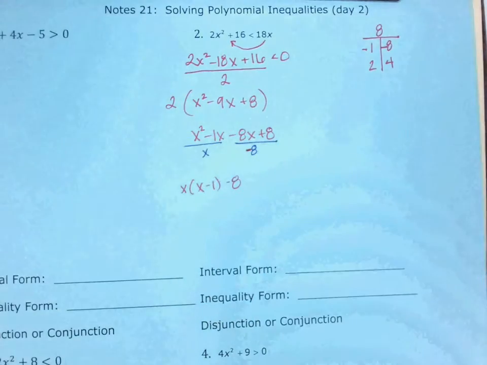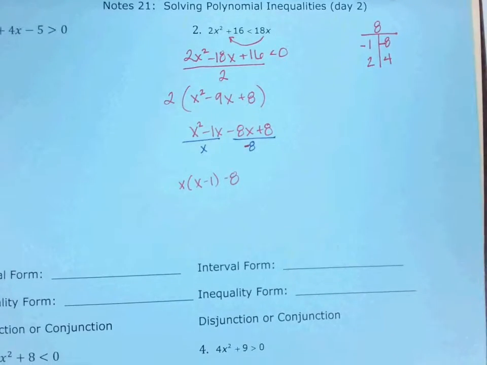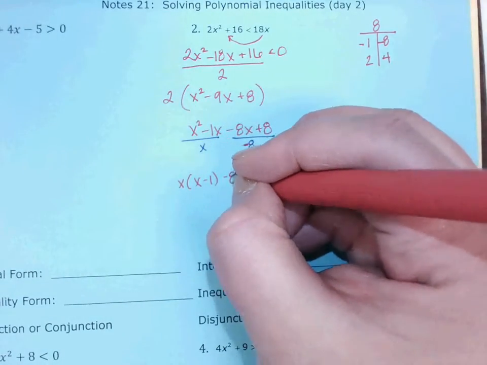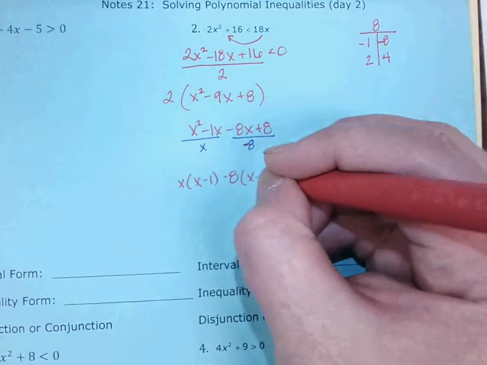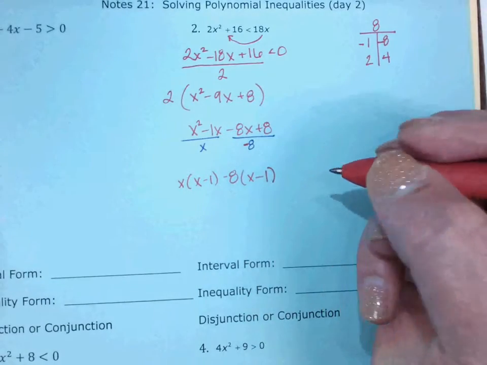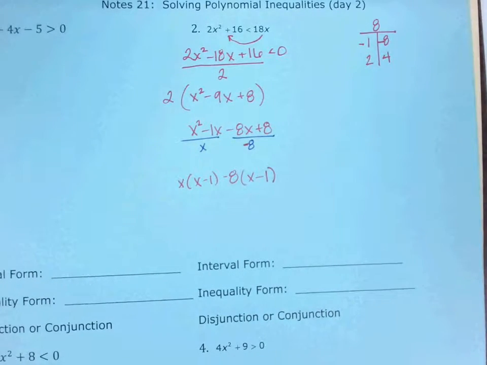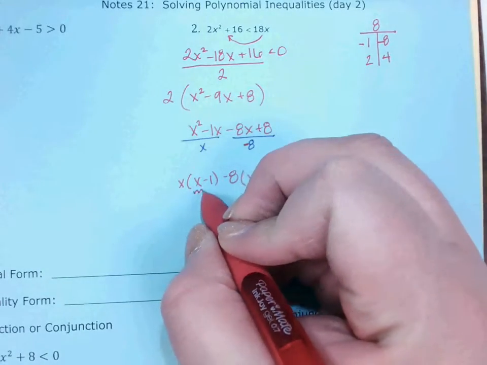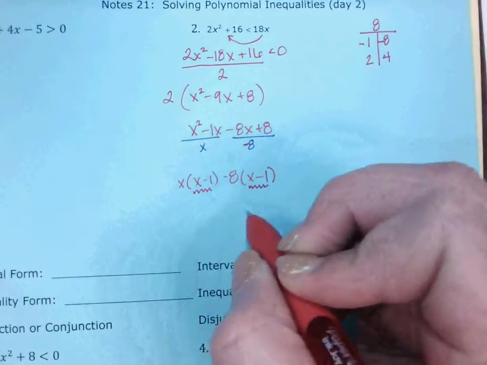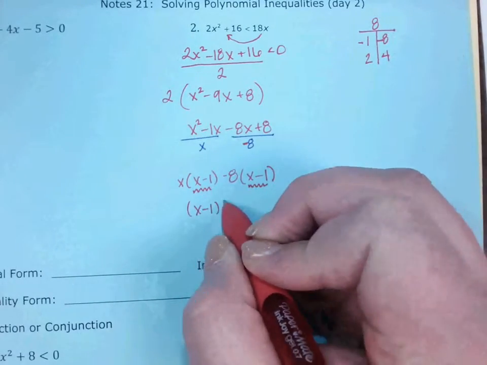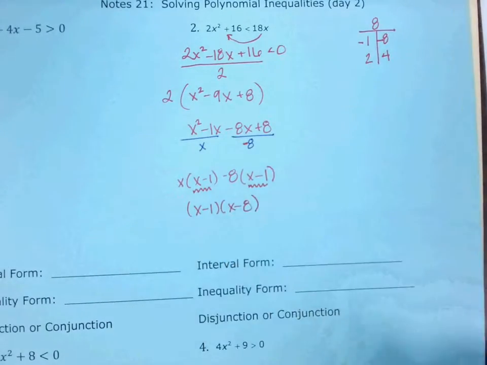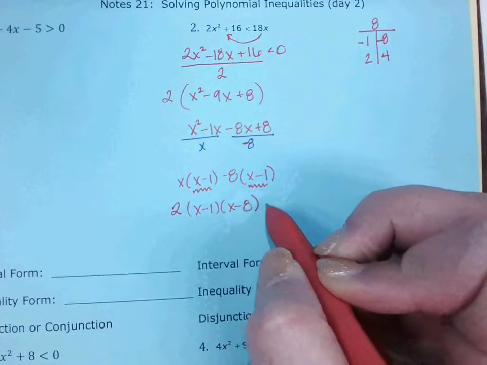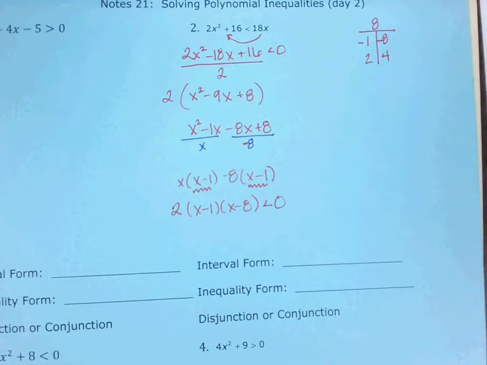So a negative 8 goes in the front. Negative 8x divided by negative 8 is just an x. What about 8 divided by negative 8? Minus 1, right? Okay, then my guys match each other. That's good. So I have x minus 1 is my repeat factor. And x minus 8. Good. What else did I have outside of that? A 2. Less than 0. Okay, so there's my equation.